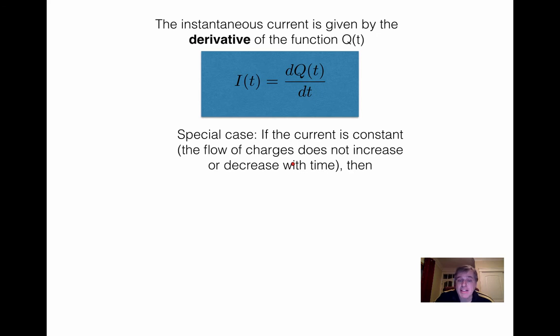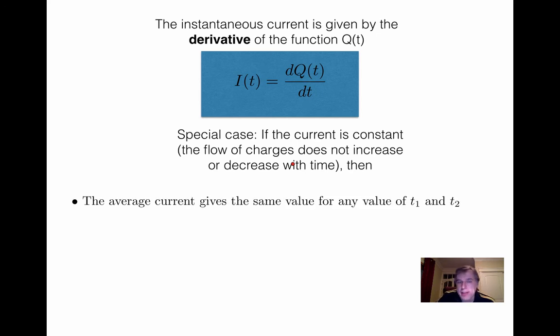Now, if the current is constant, then there are several consequences for the equations we just saw. There are several statements here that are all equivalent. Okay? There are different ways of expressing the same thing. If the current is constant, you can say the following. First, if you look at the average current, when the current is constant, the average current gives the same value for any values of T1 and T2.